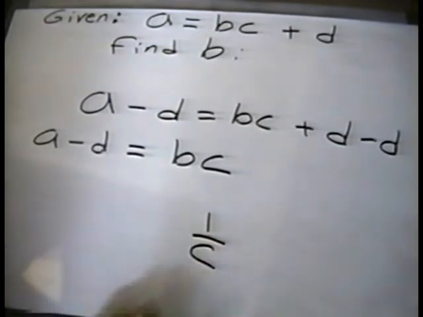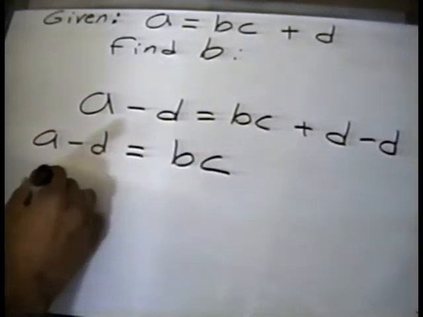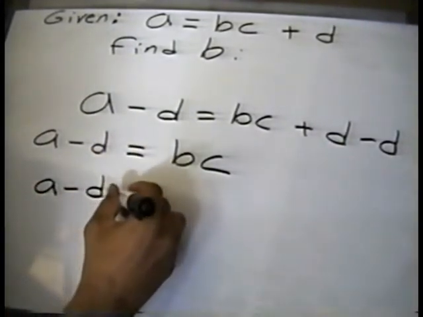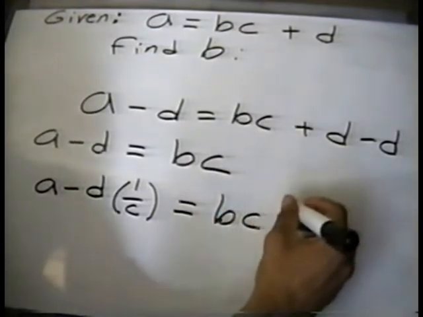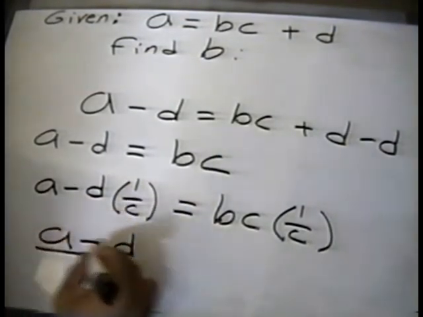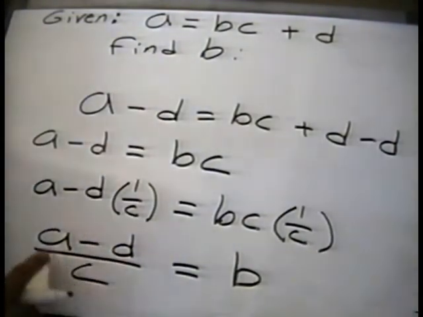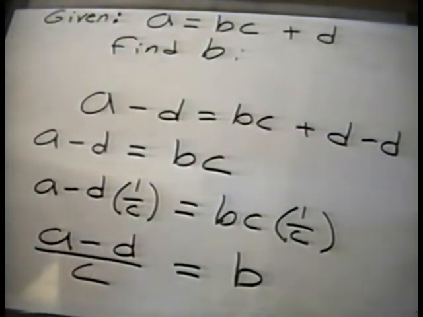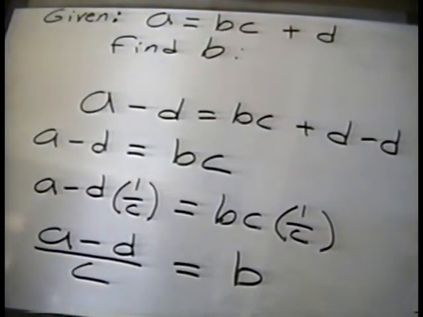Now we still have to solve for B. So now, working from here, we're going to multiply both sides of the equation by 1 over C. Okay? Which is the reciprocal of C. So A minus D times 1 over C equals BC times 1 over C, and then that gives us A minus D over C equals B, or B equals A minus D over C. So now we found B.